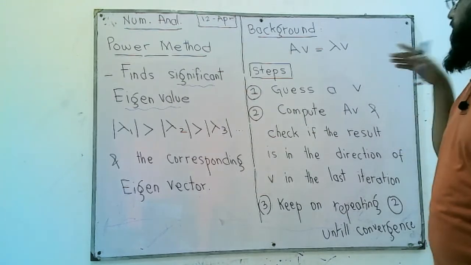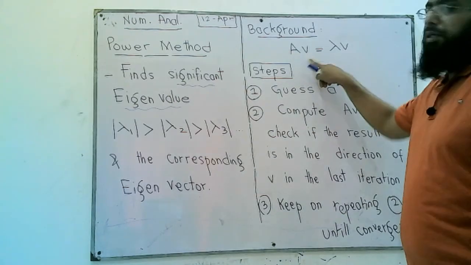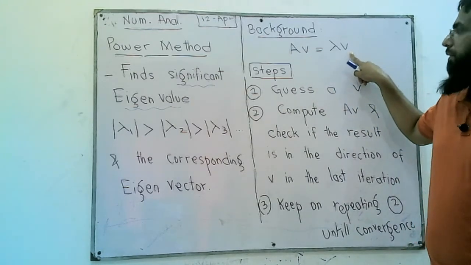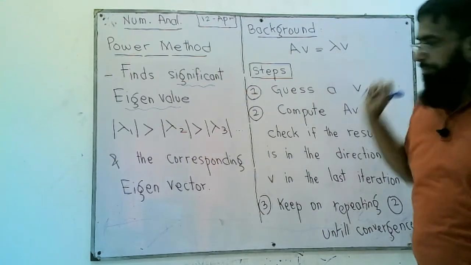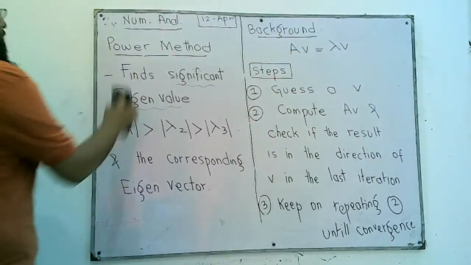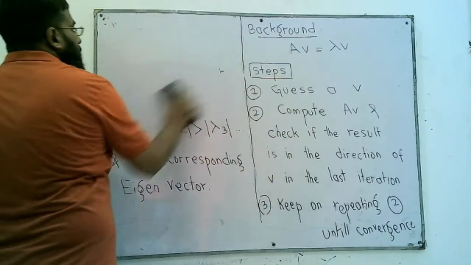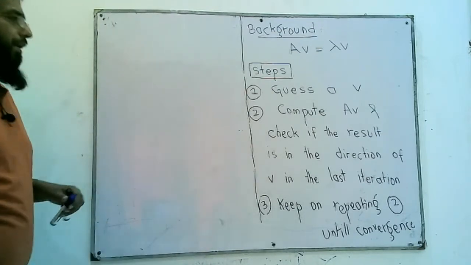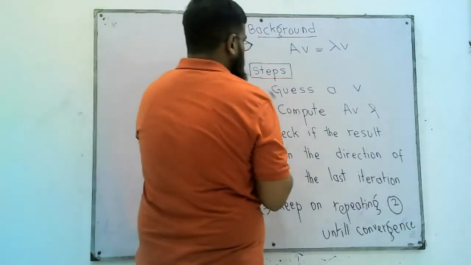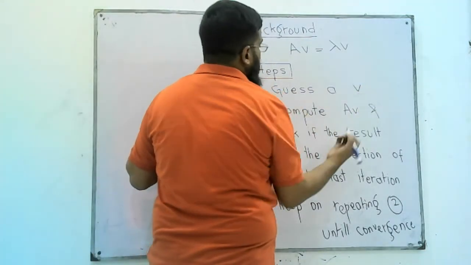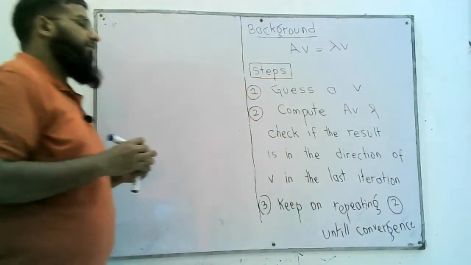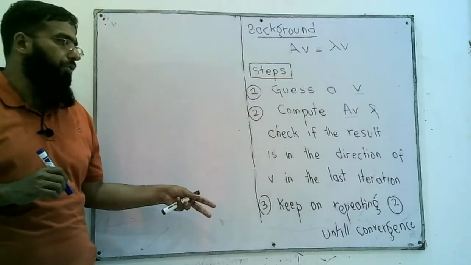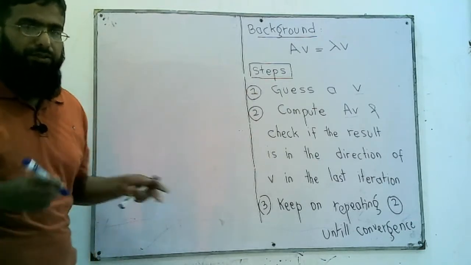So if we somehow know the eigenvector and multiply A with it, the result is the same eigenvector scaled by the eigenvalue lambda. We work on this principle and keep on iterating. We'll start with an initial guess for V, which can be any vector, multiply A times V, and check the result. If it's in the same direction as V, we'll stop; otherwise we'll continue iteration after iteration.